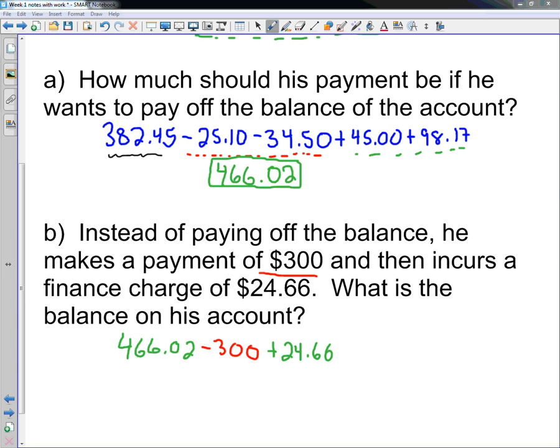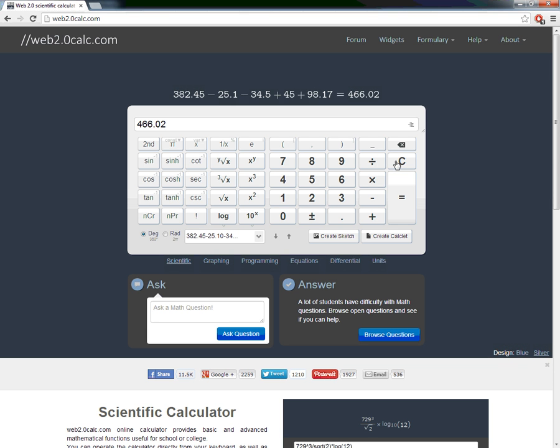Okay, so let's head over to the calculator again and work these out. So I'm going to clear this one. I could actually probably subtract right from there, but we'll start all over. So let's take $466.02. We're going to subtract 300, and then we're going to add 24.66. So he made a payment of $300, but then he had some finances here, so finance charge.